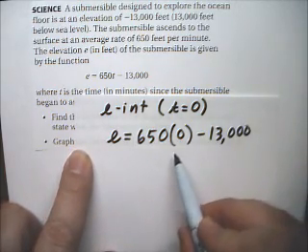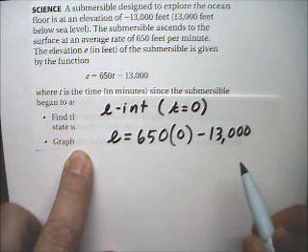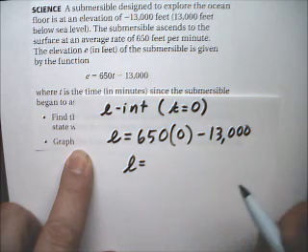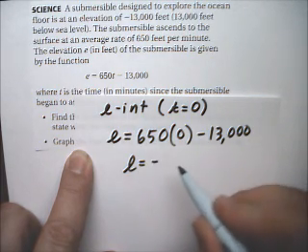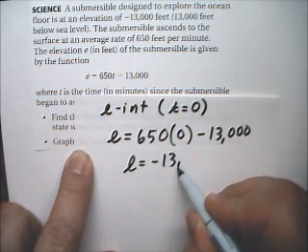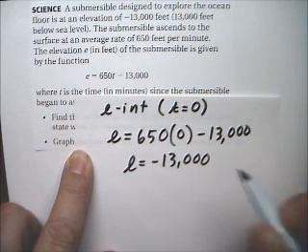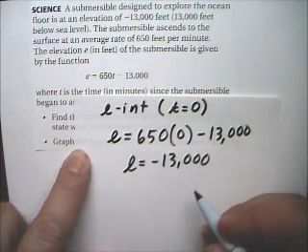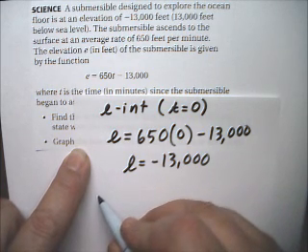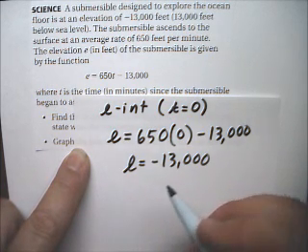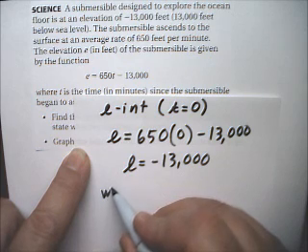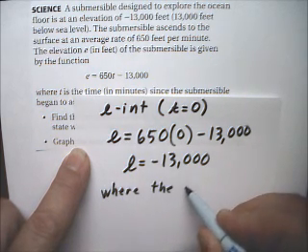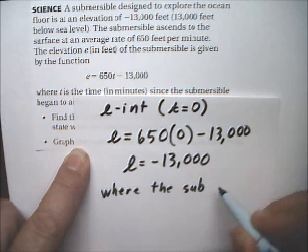So 650 times 0 is 0, so the e-intercept is e is equal to minus 13,000. And we have to say what this represents, and the e-intercept is going to represent where the submersible starts. So I'm going to say where the sub starts.